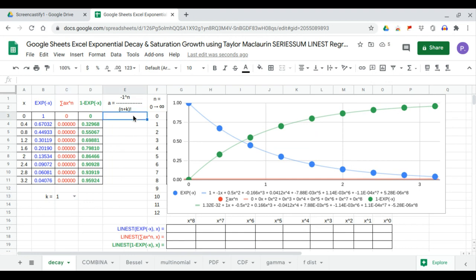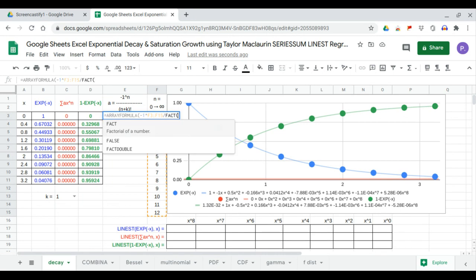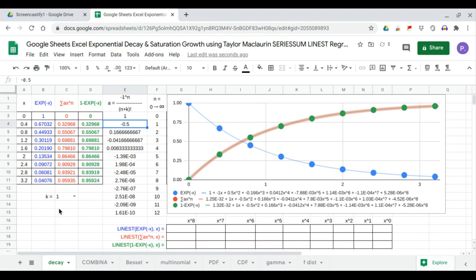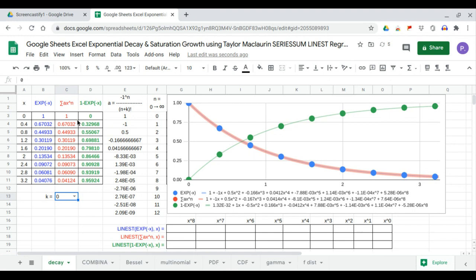Now we complete the coefficient. So array formula, negative 1 to the power n, divided by factorial n plus k. Enter. So at k equals 1, it is saturating. If it is 0, then the expansion is decay.